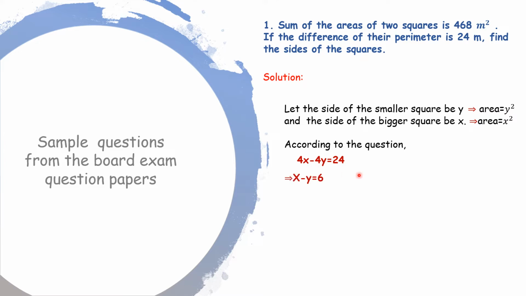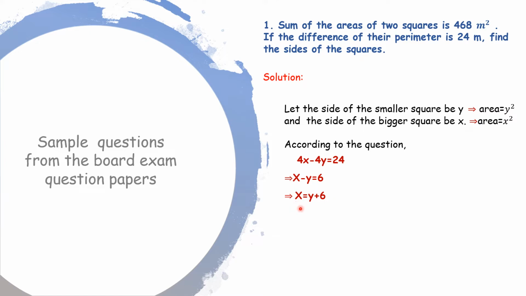Just simplify this by taking 4 as common. You can cancel that 4 and 24 six times. So x minus y is equal to 6. You are just ending up with two variables here. But when we frame a quadratic equation, it is better to frame it with one variable. So just replace one variable by another variable.